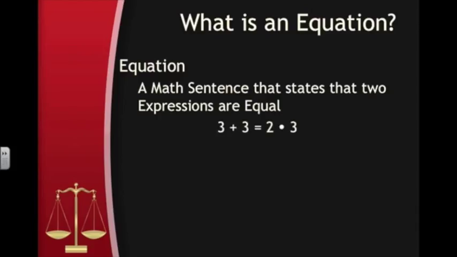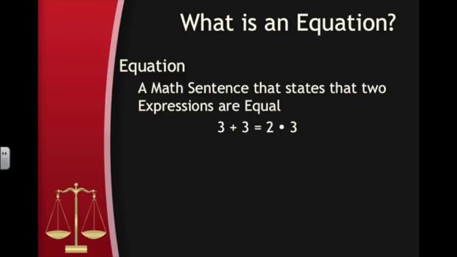For example, the expression 3 plus 3 has the same value as the expression 2 times 3. So we can write the equation 3 plus 3 equals 2 times 3 because both sides equal 6. One of the beautiful things about math is that as long as you do exactly the same thing to both sides of an equation, it will always stay equal. We often say that you have to be fair to both sides in order to keep them equal to each other. Or in other words, keep them balanced like a scale.